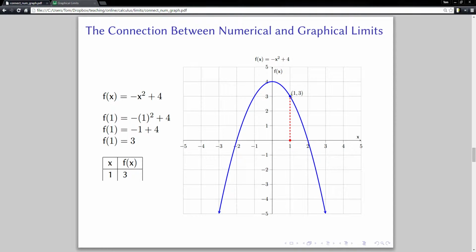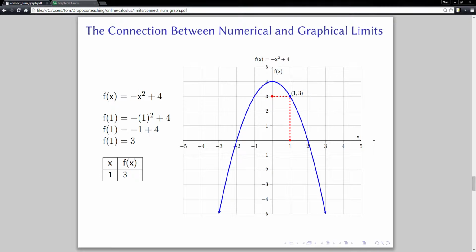Another way I like to look at it is if I'm at that point right there and I look straight over to the y-axis, I would be at 3 on the y-axis. So that's the connection between the numerical data that we have and the graphical data that we have here.